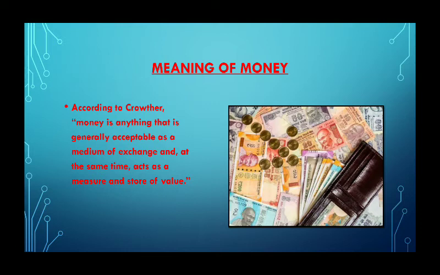The most suitable definition of money was given by Crowther. He said money is anything which is generally acceptable as a means of exchange, and at the same time which acts as a measure and store of value. And this is the most suitable definition of money. What are the reasons? The first reason is that it is emphasizing all the three important functions of money: medium of exchange, measure of value, store of value.